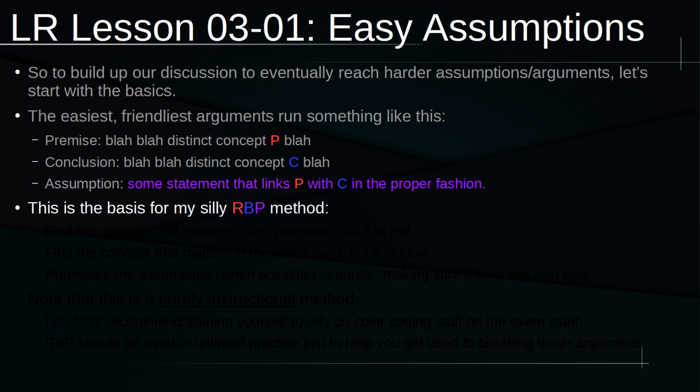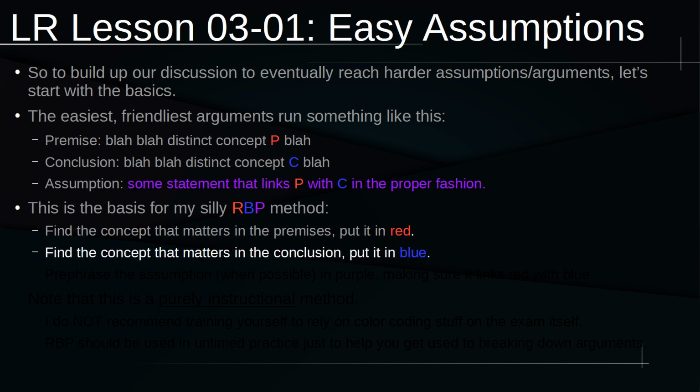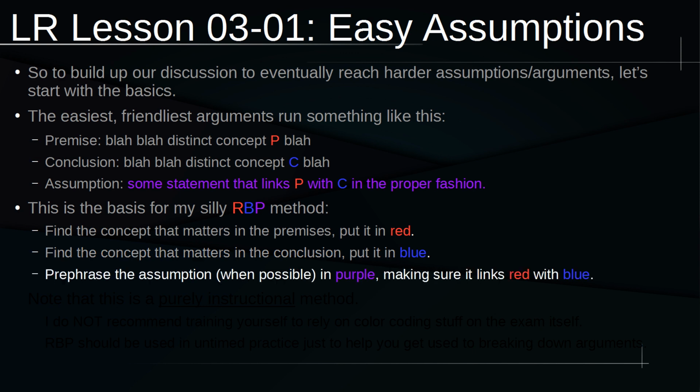And this, of course, is the basis for my somewhat juvenile RBP method. Start by finding the concept that matters in the premises, put that in red. Find the concept that matters in the conclusion, put that in blue. Next, we prephrase the assumption, when possible, in purple, making sure that it somehow links the red with the blue.